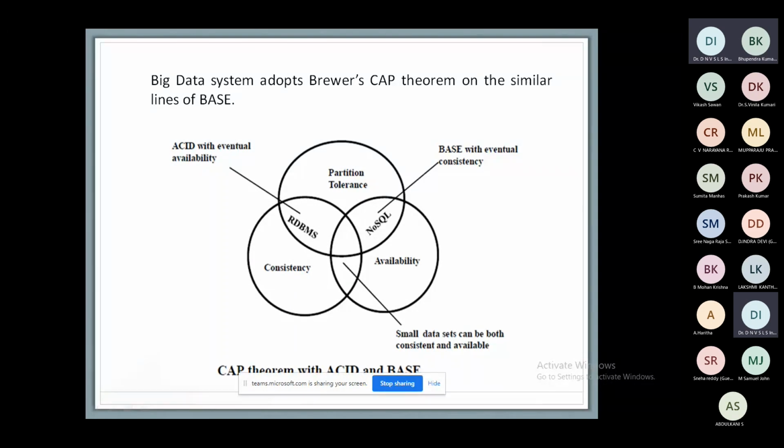So 4 properties are there. ACID properties. ACID stands for atomicity, consistency, isolation, and durability. But coming to the big data, the characteristics are different. It is nothing but BASE properties. So what are the BASE properties?